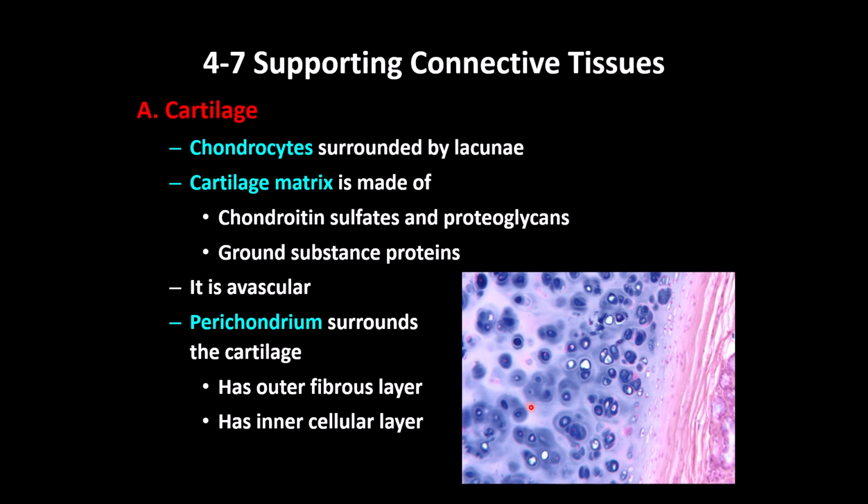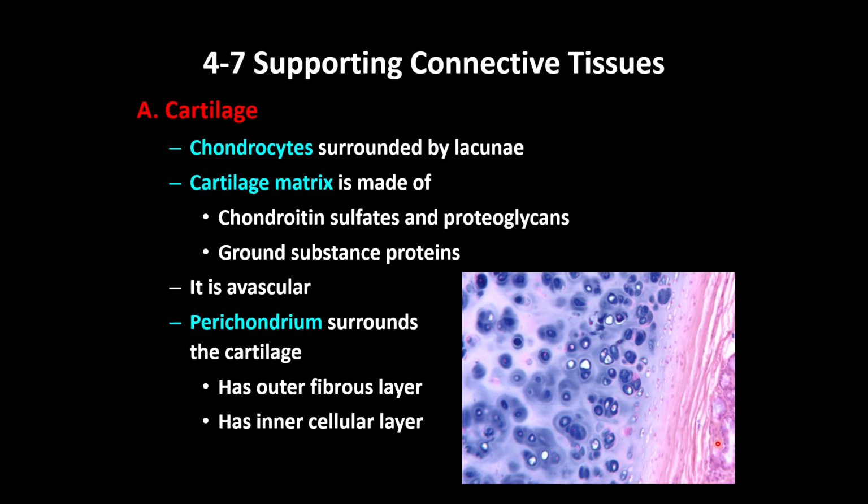So this contains the ground substance, and also it contains different proteins and fibers. There are proteoglycans and chondroitin sulfate. The proteoglycans are important for absorption of water. Similar to epithelial tissue, it is avascular, so it gets its nutrients by diffusion. It also contains perichondrium. The perichondrium wraps around the cartilage. So from here to here, this is the perichondrium.